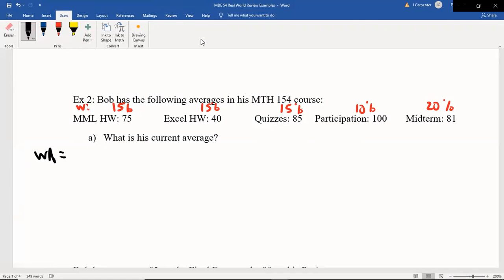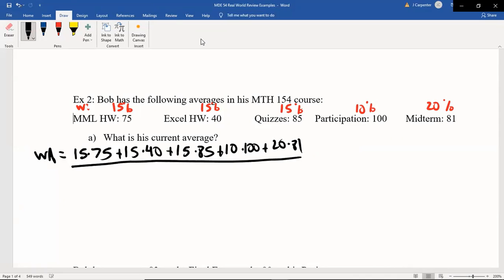So it'll be 15 times the 75. So that's our My Math Lab homework. So 15% times the 75 we earned, plus the Excel, that would be 15% times the 40 we earned, plus the quizzes, that's 15% times the 85 we earned, plus the participation, that's 10% times the 100 we earned, plus the midterm, that's 20% times the 81 we earned. That's all we have. This course is not complete yet, so I'm not going to add in the project. I'm not going to add in the final. Maybe that'll be part B, hint, wink, nudge. And then we divide by the sum of the weights. The weights we have are the 15, the 15, the 15, the 10, and the 20.